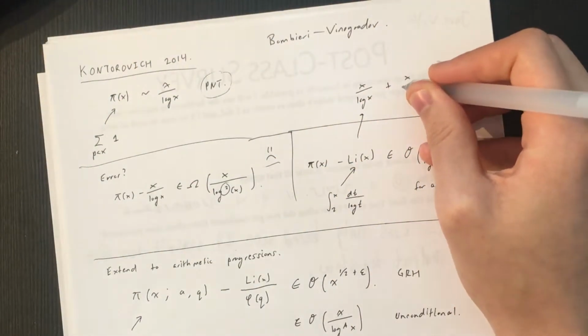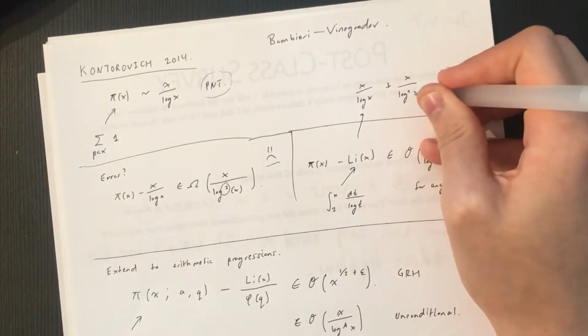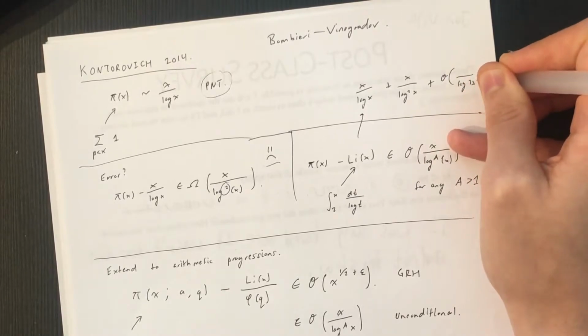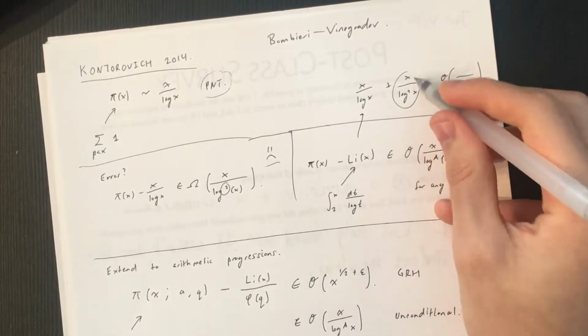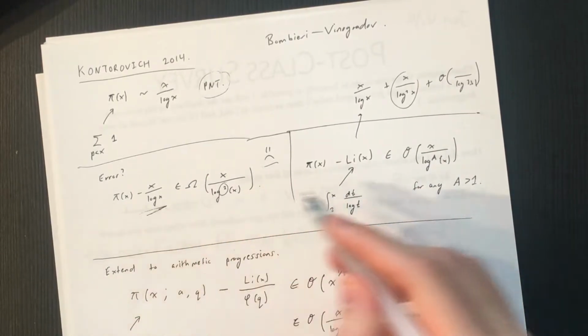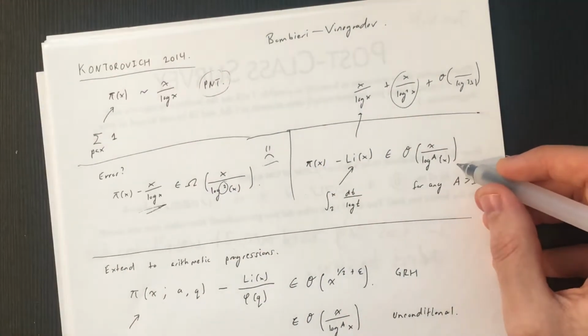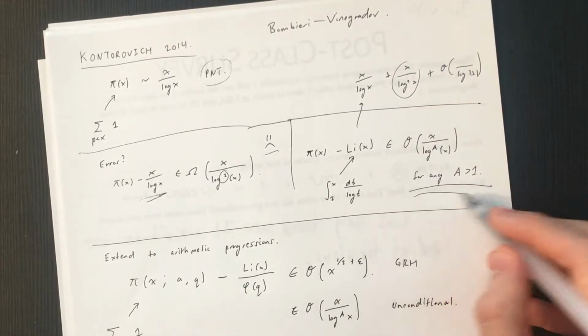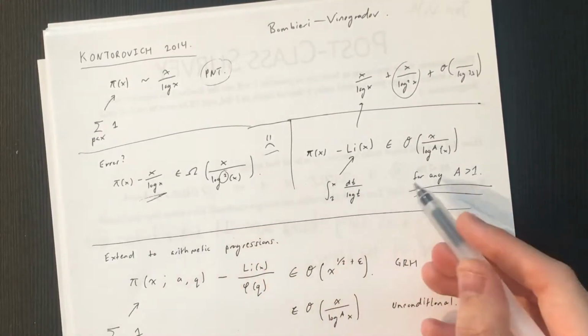Let me just quickly check. Yeah, and then plus an order 3 term. So already you can see that this is just a higher order correction to the basic prime number theorem. And this turns out to have a much better error. It's O of x over log to the power of A of x for any A greater than 1. So this is clearly better than log squared.